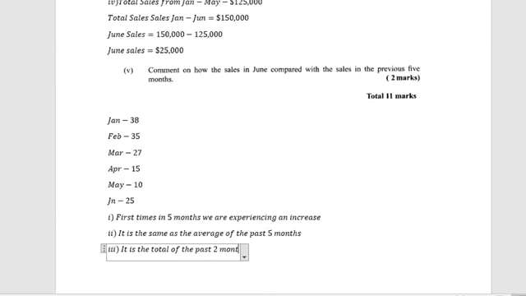So what you're seeing again, there's an increase of things that are starting to look better. So it is the only month that showed an increase. It is now also the third highest sale so far in the year. And it is the same as the average or mean sales in the past 5 months. And those are some of the observations that you can write to comment on the sales in June compared with the sales in the previous 5 months.